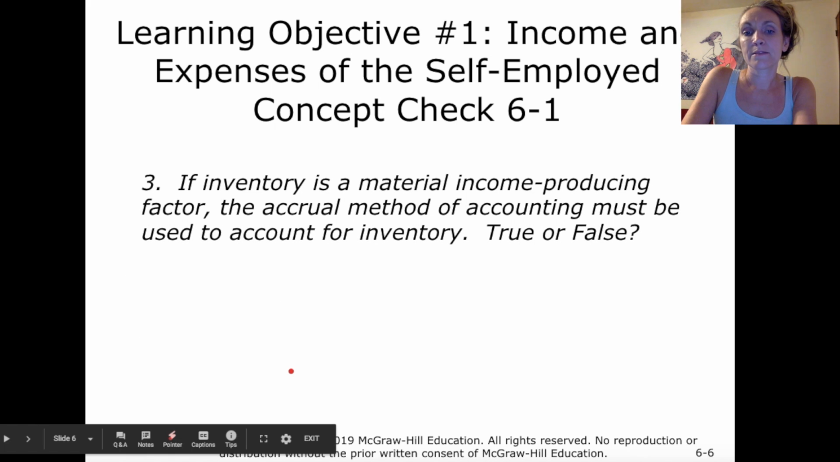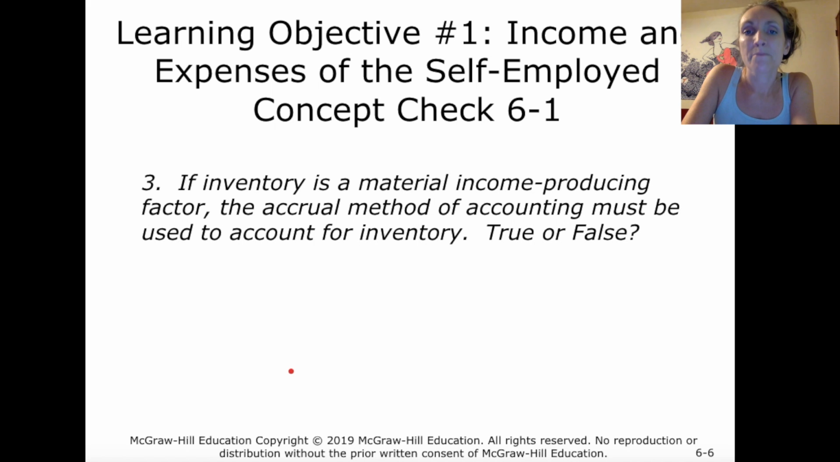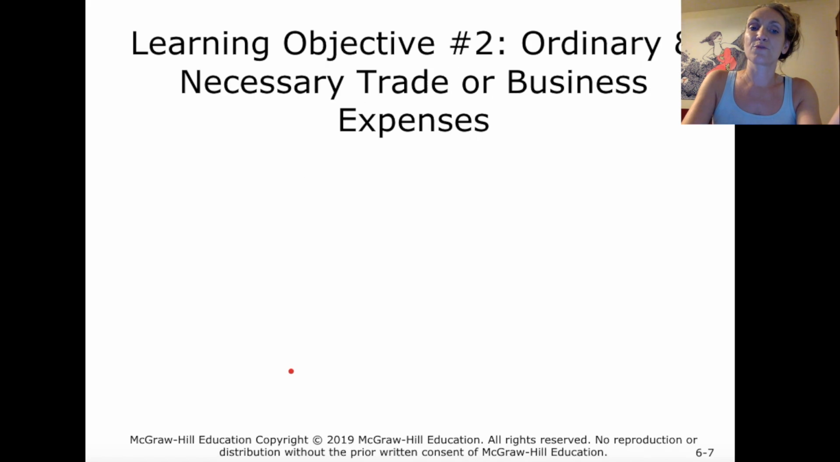If inventory is a material income producing factor, the main way the business makes money, or at least a substantial way, then the accrual method of accounting must be used to account for inventory. That's true, but then we have that exception. If average gross receipts over 3 years is under 25 million, which means you add up sales each year and then divide by 3, and as long as that's under 25 million. And there are more exceptions now as well.